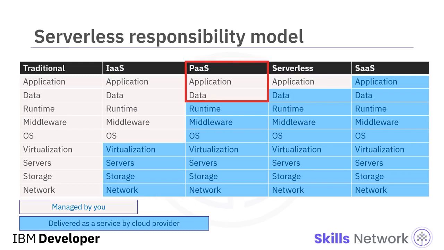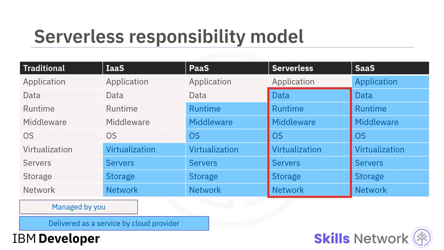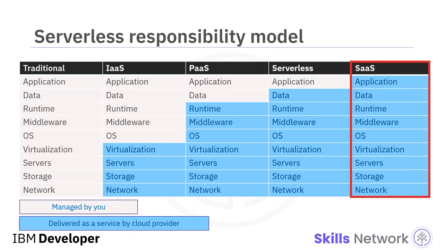In the PaaS model, you manage the first 2 layers, application and data, while the cloud provider manages the remaining layers. In the serverless model, you manage only the application layer, while the cloud provider manages the remaining layers. And in the SaaS model, the cloud provider manages the entire stack.